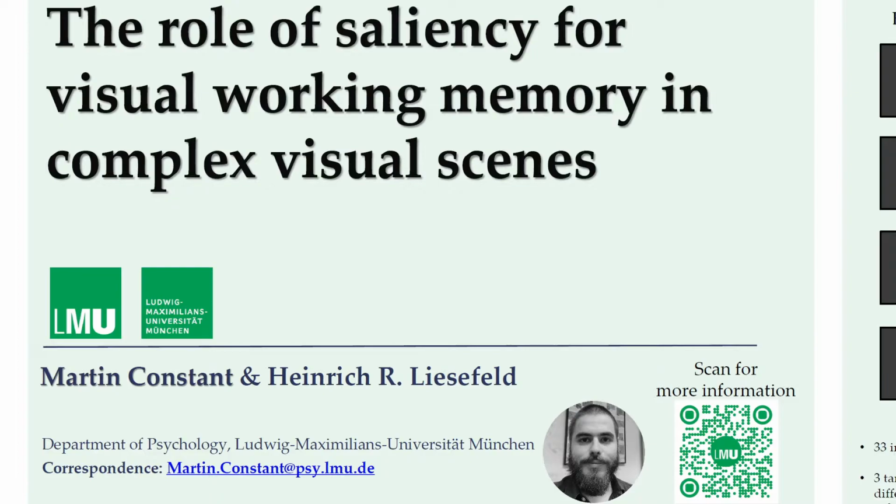My name is Martin Constant, and I'm a PhD student at the Ludwig Maximilian University of Munich. My current research investigates the role of saliency for visual working memory in complex visual scenes. For more information about this project, you can scan the QR code on the right.